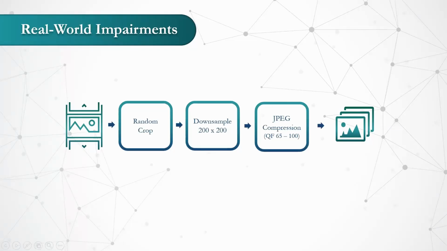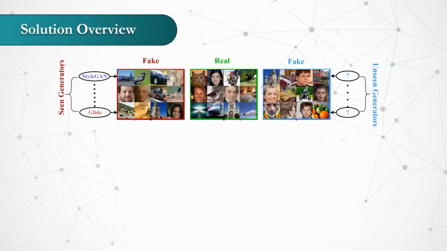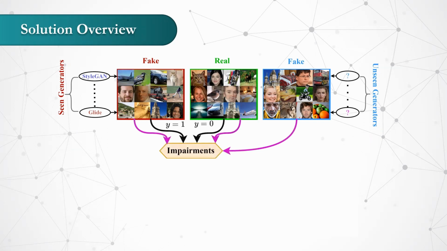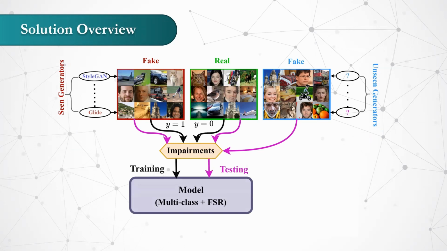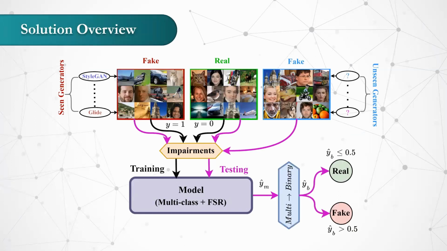Hello everyone, my name is MD Asfur Rahman and I will be presenting the second part of this session. Let's take a look at the overview of our solution. Our proposed method utilizes both real and fake images from seen generators for training and testing. On the other hand, it uses fake images from unseen generators only for testing. Initially, images undergo compression and downsampling before being processed by the multi-class model with filter stride reduction. Subsequently, the predicted multi-class labels are converted into binary class labels, which are then thresholded to obtain the final prediction.